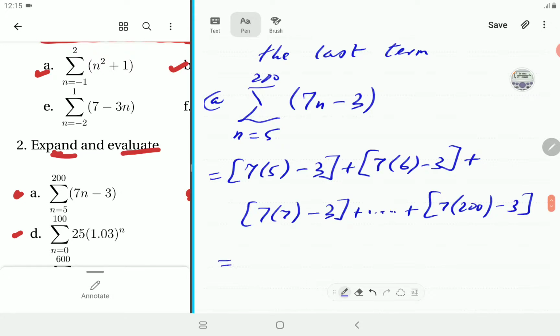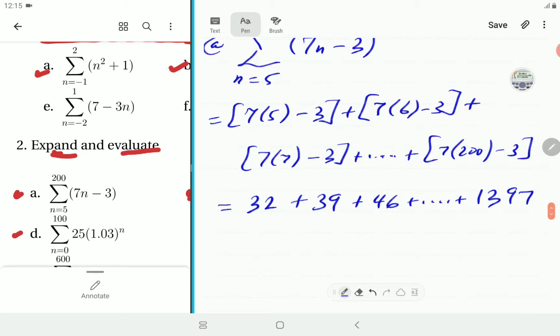So the first one, 7 times 5 is 35 minus 3. It's going to give us 32. 7 times 6 is 42 minus 3 is going to give us 39. And then 7 times 7 is 49 minus 3 is going to give us 46. And then the last term is going to be 7 times 200, which is 1400. If you take away 3, it's going to give us 1397. So that's going to be the last term.